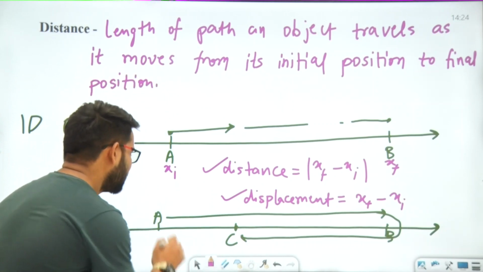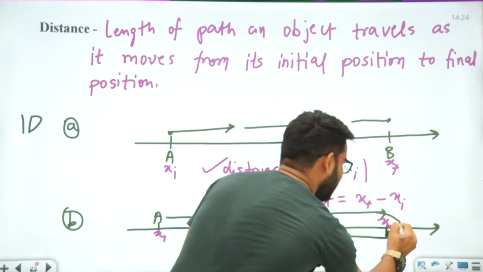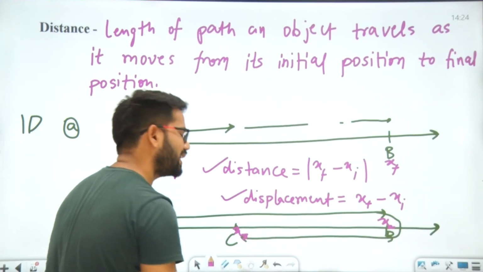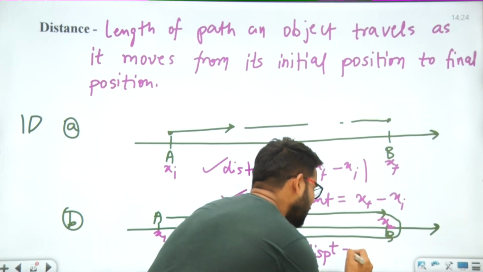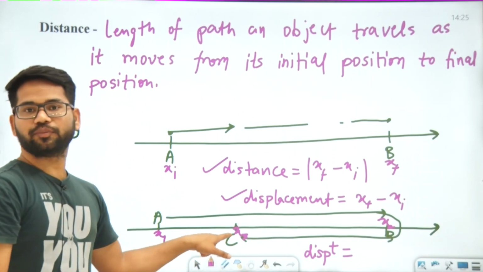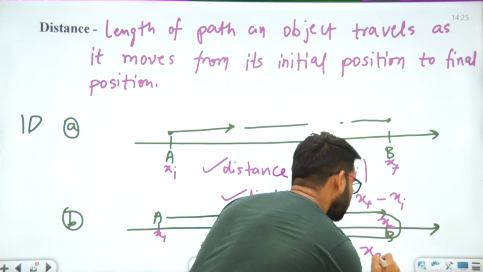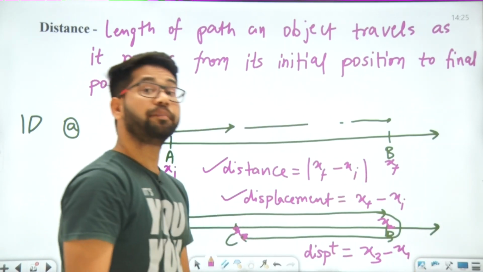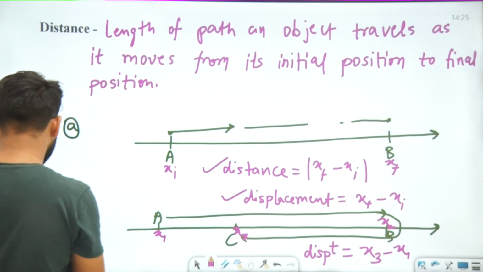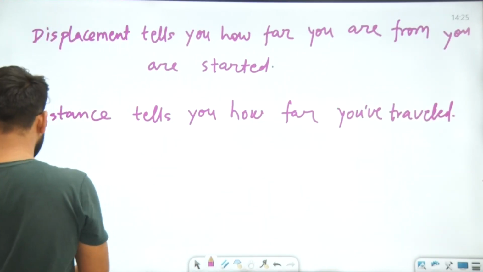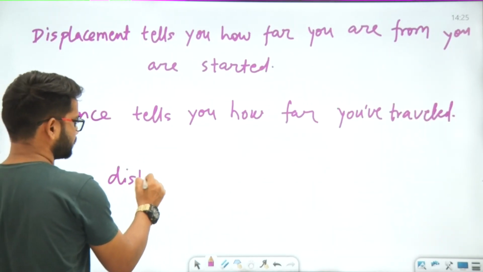If we say this is the position x1, this is the position x2, and this is the position x3, then if we ask for displacement, displacement will be the final position, which is x3, minus x1. But if we ask about distance, then what will we do?